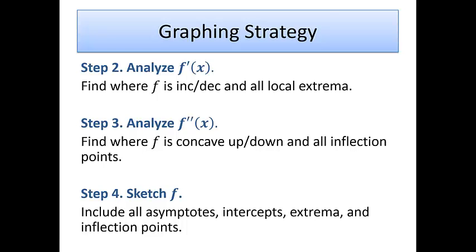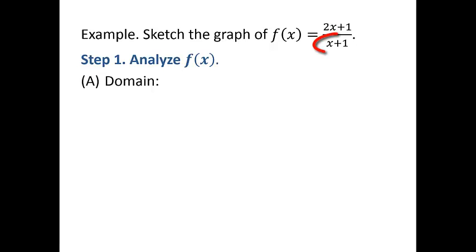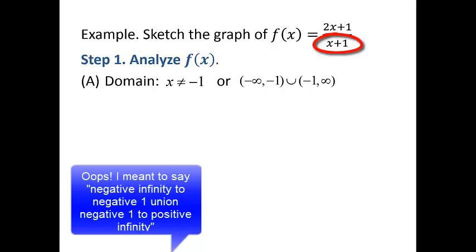As an example, let's sketch the graph of the function f of x equals 2x plus 1 divided by x plus 1. Our first step, remember, is to analyze the given function. We start by finding the domain. Since f is a rational function, we need to avoid dividing by 0, and so we see that our domain is all values of x except for negative 1. We can write this as the interval negative infinity to negative 1, union negative 1 to positive infinity.